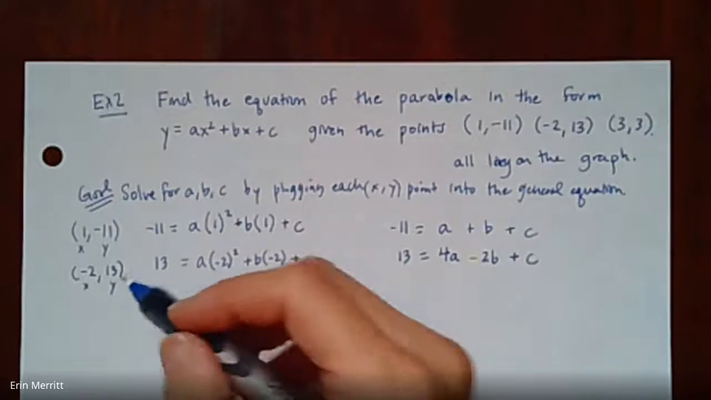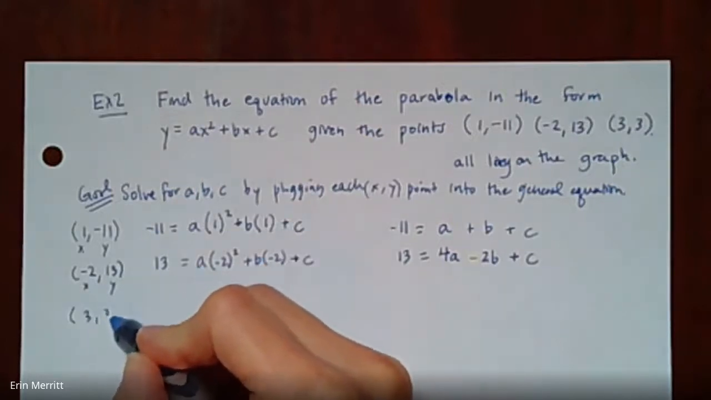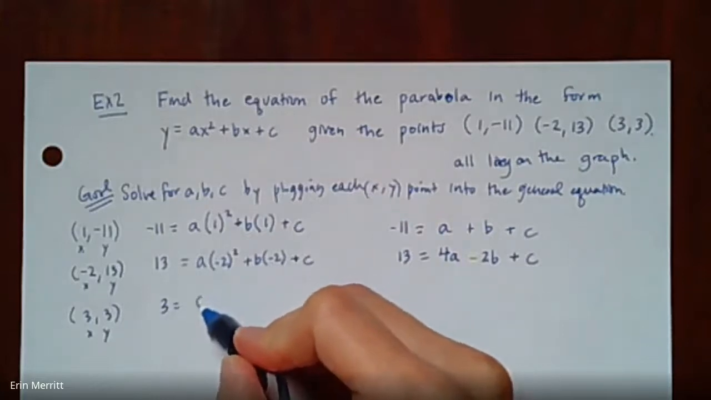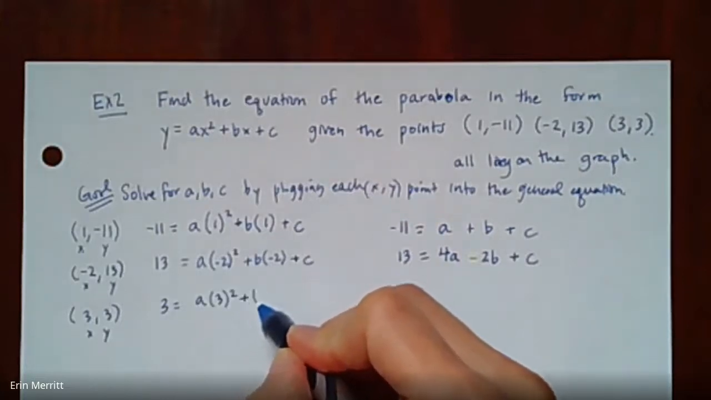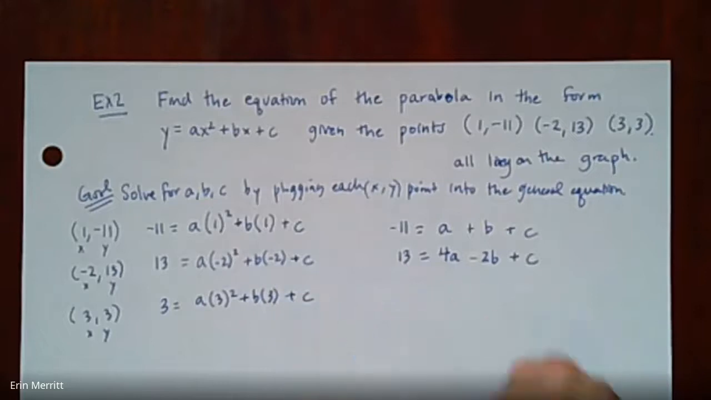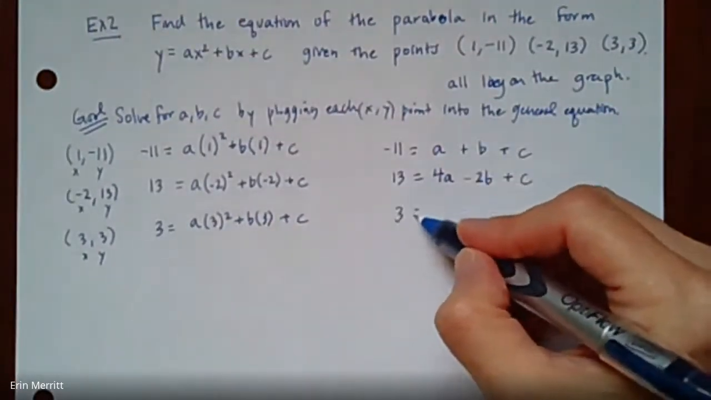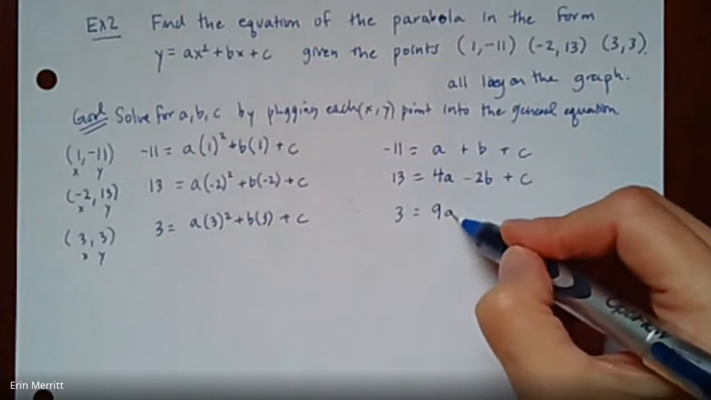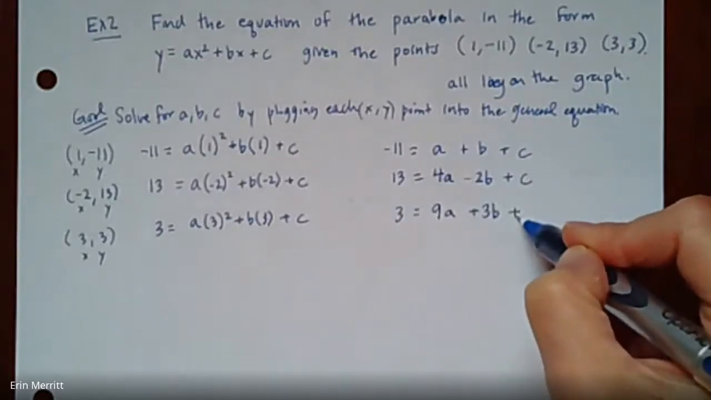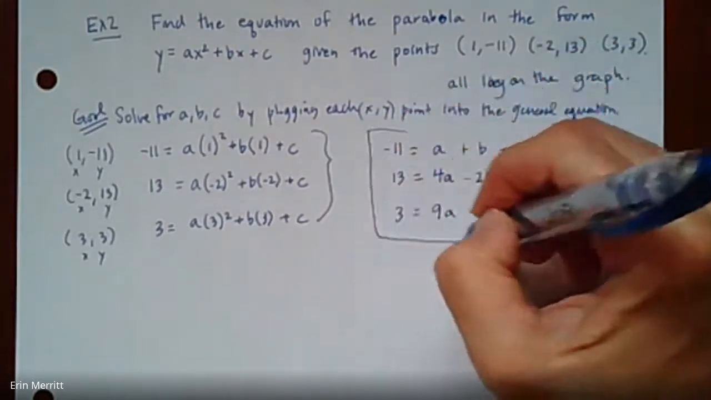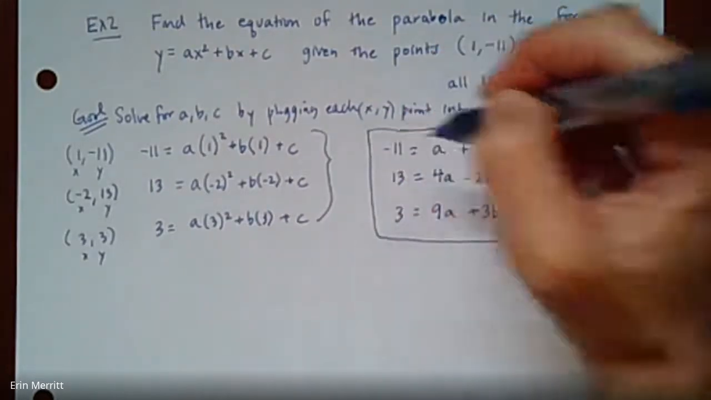All right, we have one more point. It is the point 3, 3. So it's a little forgiving because your x and y are the same. So you're plugging 3 in here, plugging 3 in here, plugging 3 there. Okay. When you clean up that equation, we get 3. That would be 9a plus 3b plus c. So all of this turns into this. So here is our system.